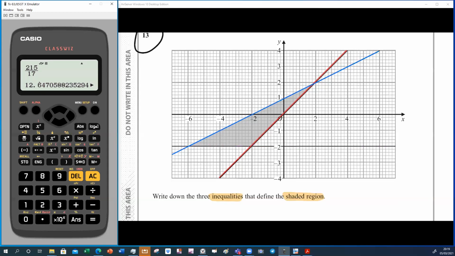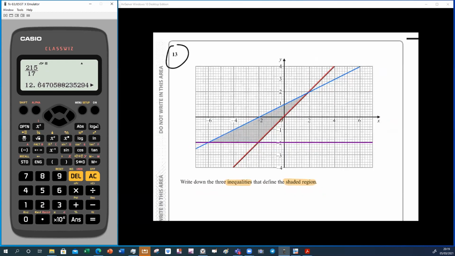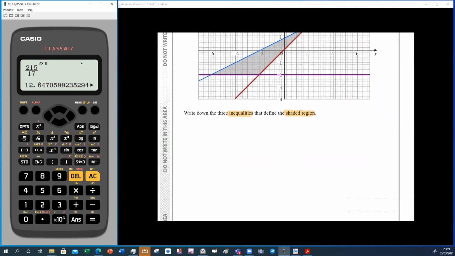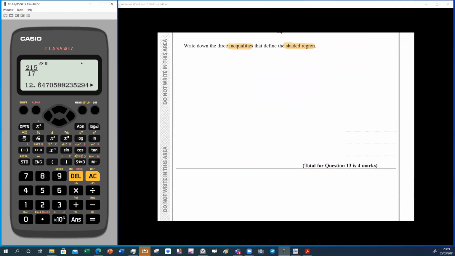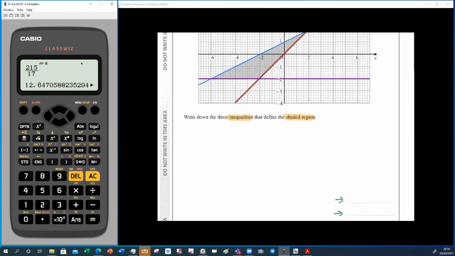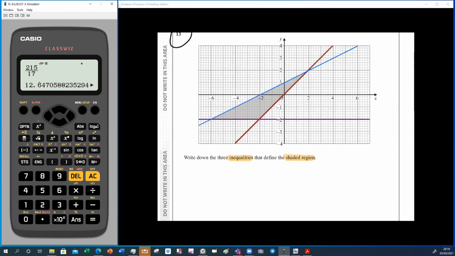Oh, that didn't work. Because if I hold onto the pencil, it should give me a straight line. Fantastic. So now this particular question is going to have three inequalities describing the gray shaded area. And that's why we're going to have three answers that will represent the three different lines.